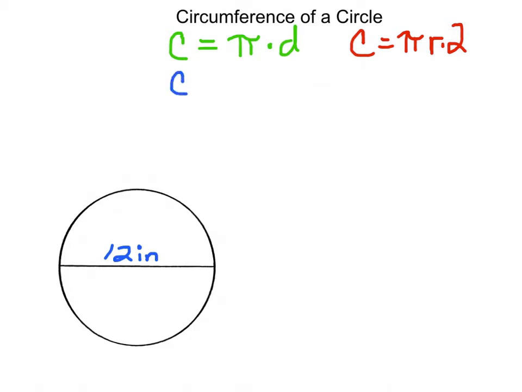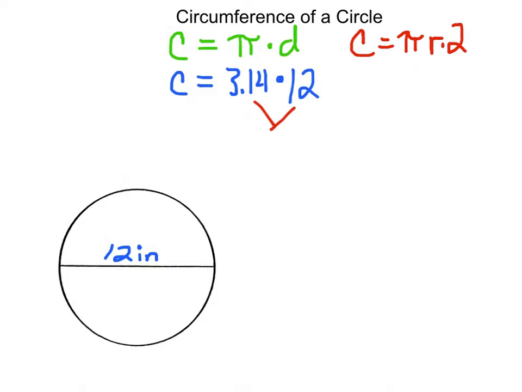We have circumference equals pi. Now remember that pi, as we learned in elementary school, is approximately 3.14. It's not exact, there is no exact value of pi. So we use an approximation of 3.14. And we're going to multiply this by our diameter, which is 12. And that's all we have to do. We just have to multiply that out.